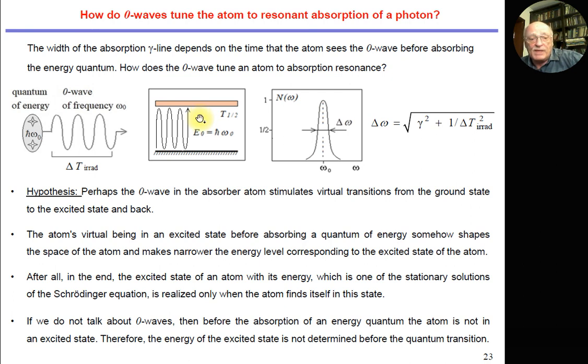After all, in the end, the excited state of an atom with its energy, which is one of the stationary solutions of the Schrödinger equation, is realized only when the atom finds itself in the state. And if we don't talk about zero waves, then before the absorption of an energy quantum, the atom is not in an excited state. Therefore, the energy of the excited state is not determined before the quantum transition.